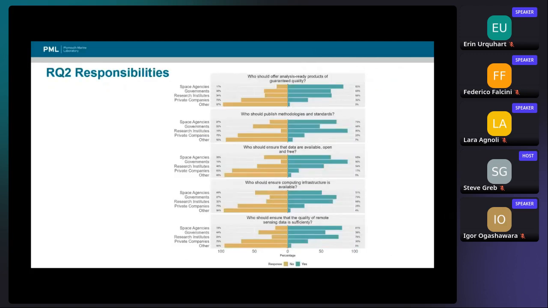So the responsibilities. Overall, most people felt that space agencies should offer analysis-ready products and that they should be the ones to ensure that the data quality is very high. Research institutes were seen as the ones who should most likely publish methodologies, and they should also have some responsibility with the quality of the data. People felt that governments should ensure that the data are free and open and easily accessible, and this was closely followed by the research institutes as well. It's worth noting here that private companies were seen as the least responsible in all of these questions.